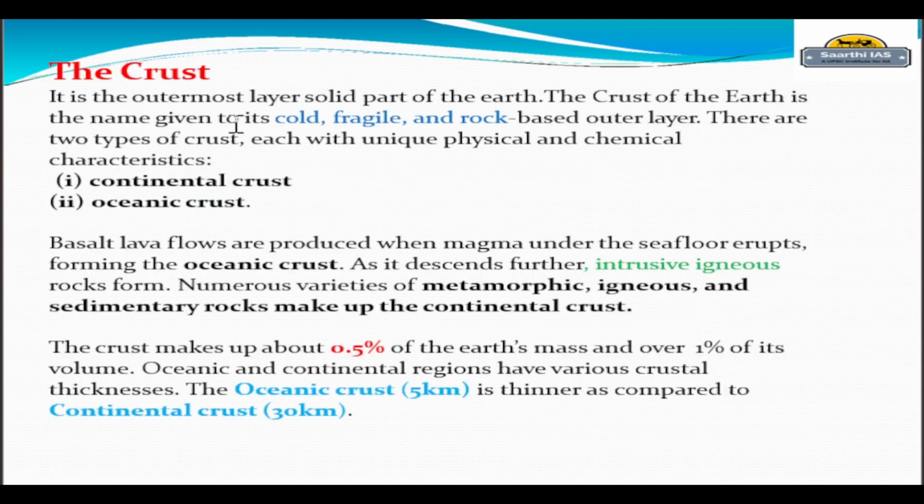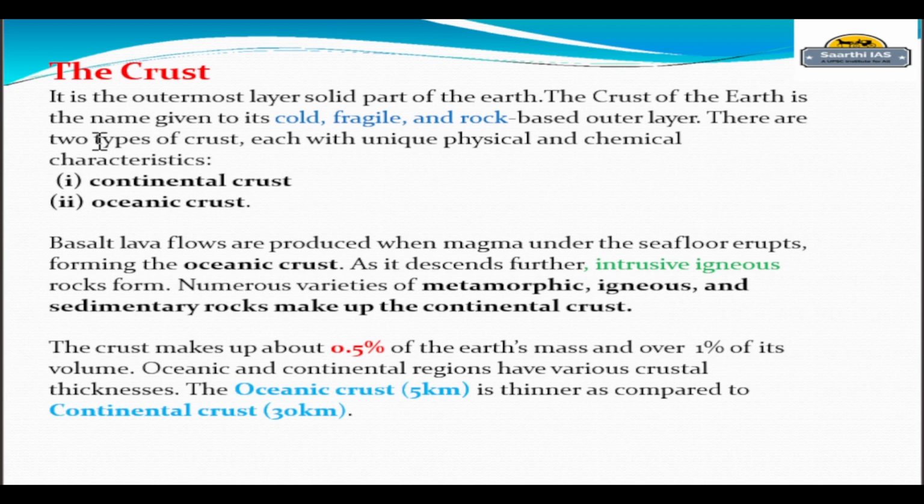So let us discuss the earth crust first. The earth crust is the outermost layer, that is the solid part of the earth. The earth is made up of several concentric layers, as I told you. The outer layer is the earth's crust, called the lithosphere, which comprises two distinct parts.